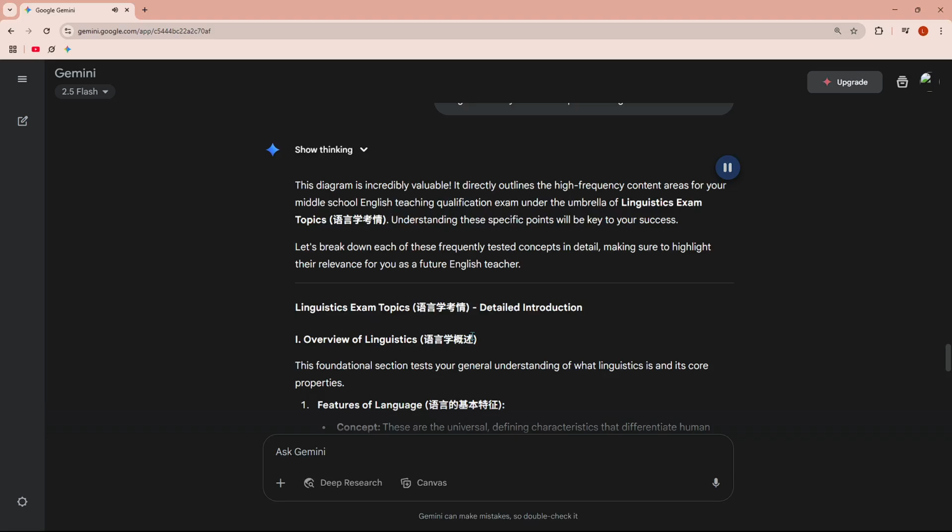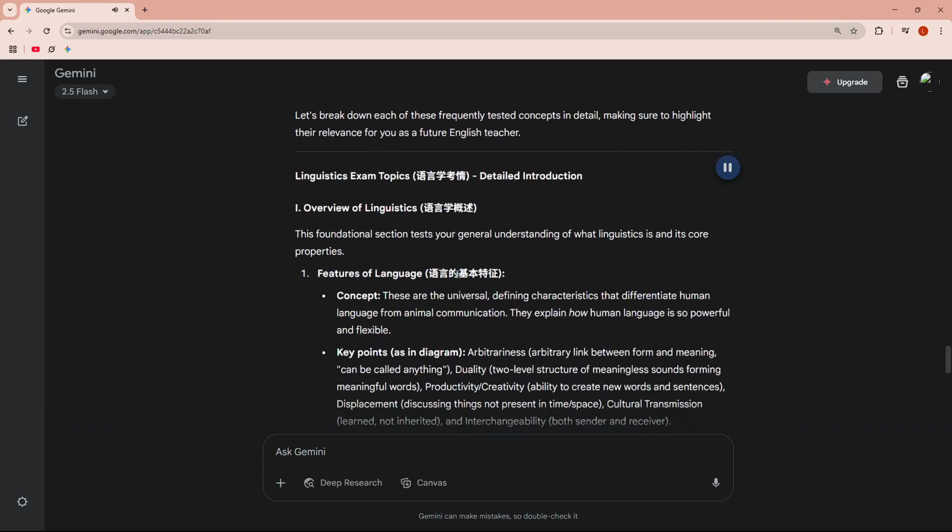Detailed Introduction. Overview of Linguistics, Yuyan Shui Gai Shu. This foundational section tests your general understanding of what linguistics is and its core properties. 1. Features of language, Yuyan De Ji Ben Te Zheng. Concept. These are the universal, defining characteristics that differentiate human language from animal communication. They explain how human language is so powerful and flexible.